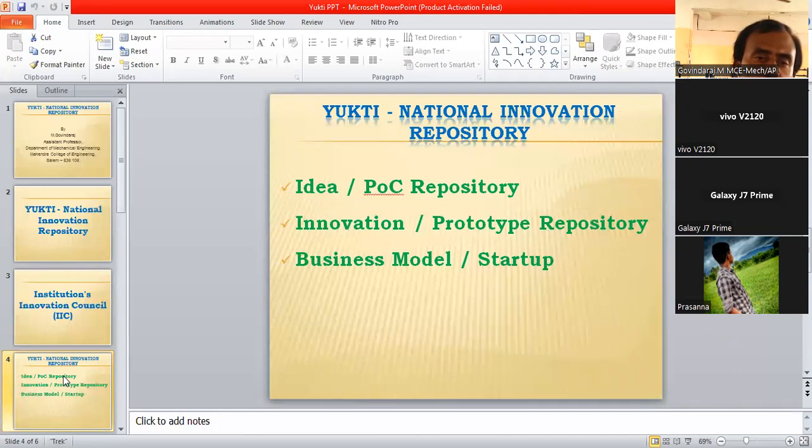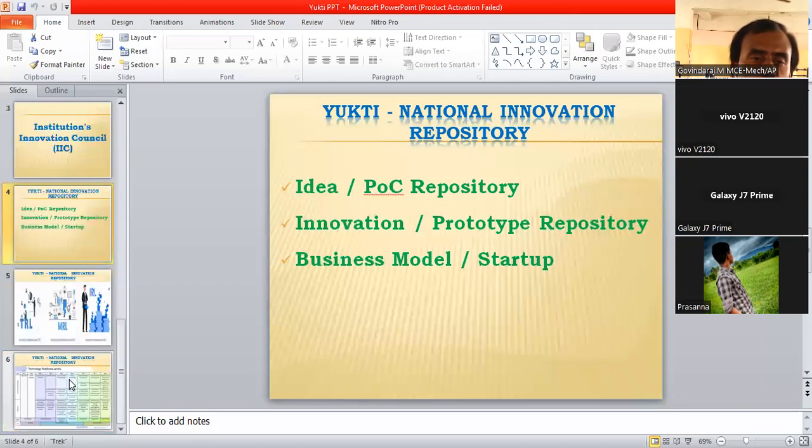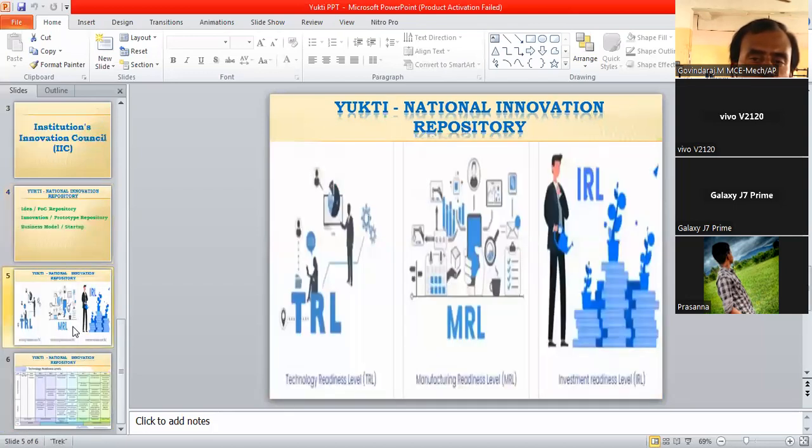So this is a brief introduction, an awareness program about the Yukti National Innovation Repository, which was formulated by the Institution Innovation Council in August 2022. If you want to get deeply involved in this, there are three levels: technology readiness level, manufacturing readiness level, and investment readiness level. The TRL, technology readiness level, is available for the first platform, the IDEA POC repository only.